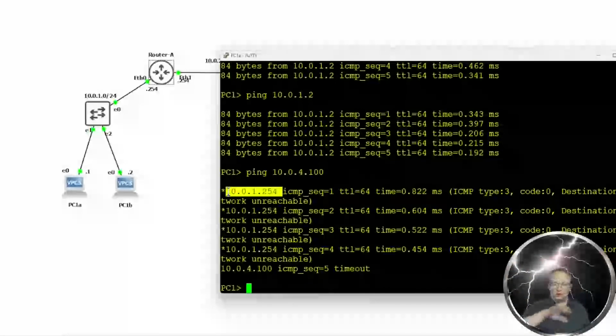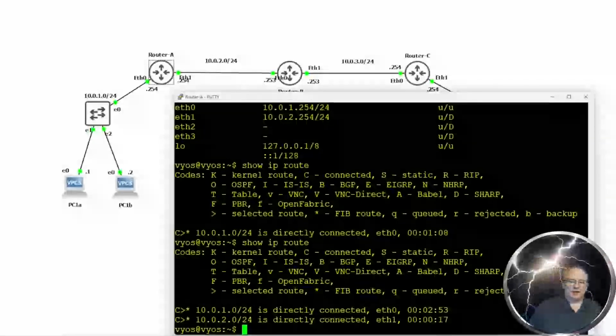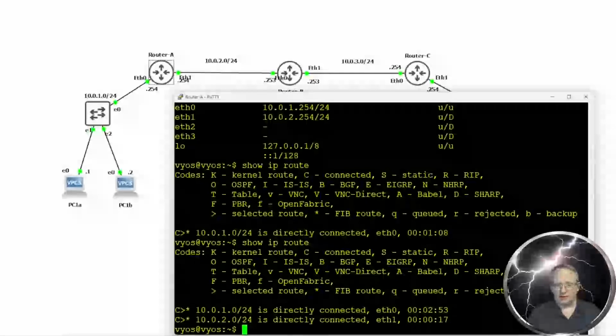Now, in the real world, rather than this lab, that doesn't always happen. What would normally happen is it would get to a router that would have no route to it, but it would have a default gateway. But router A does not have a default gateway, so it gives us the network unreachable message when trying to get to 10.0.4.100. And the reason is, if we look at the routing table, there's 10.0.1, there's 10.0.2. There's no 10.0.3, there's no 10.0.4, there's no default gateway. It doesn't have a route to host.